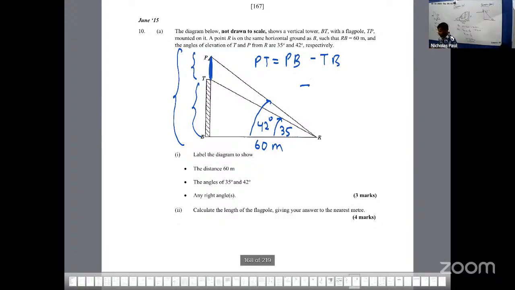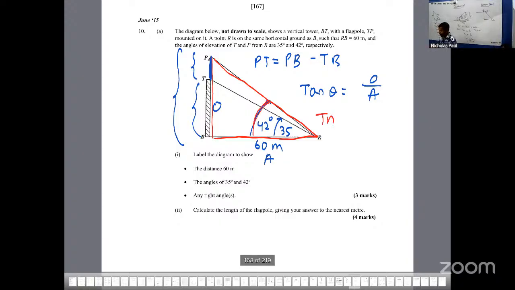Right, so we're using, by the way, here is opposite, here is adjacent. So we're using tan theta is opposite over adjacent. Now we're focusing on the big triangle first. We are focusing on the big triangle.